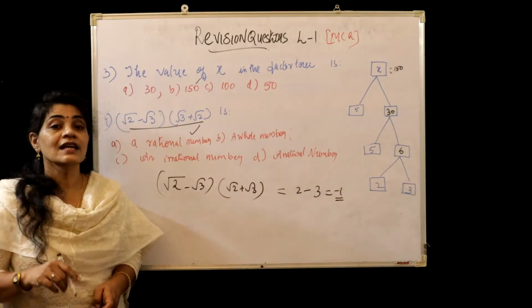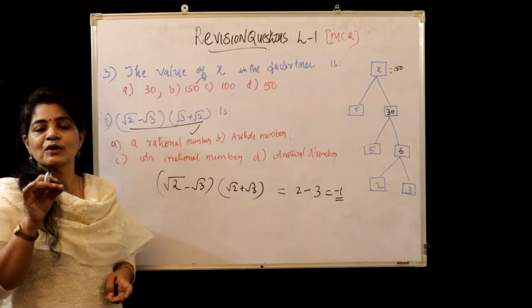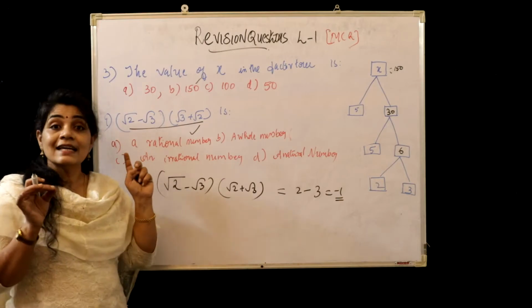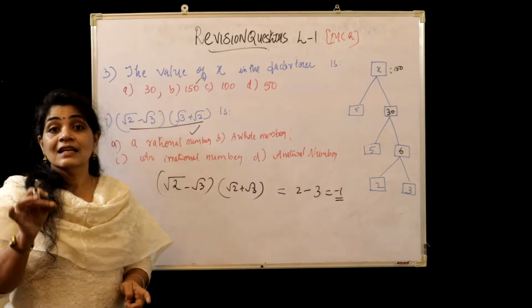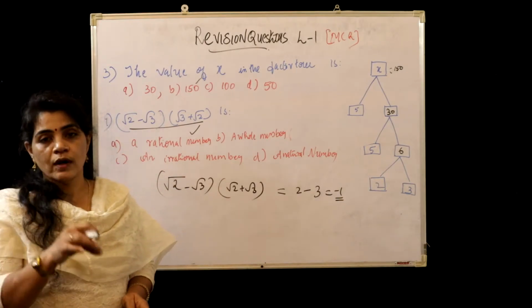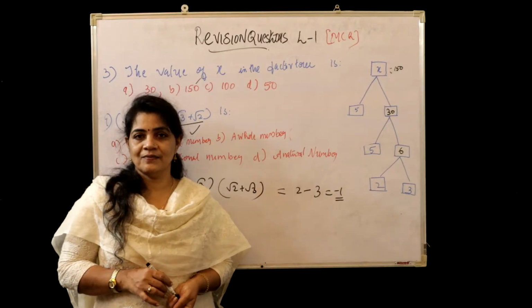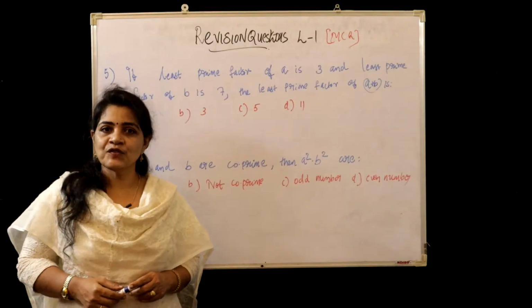Okay, minus 1 is not a natural number, it is not a whole number, it is not an irrational number, but it is a rational number. Why? Because it is an integer. Negative 1 is an integer. All integers are rational numbers. Okay. Now the fifth question.